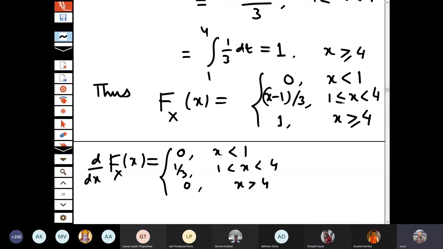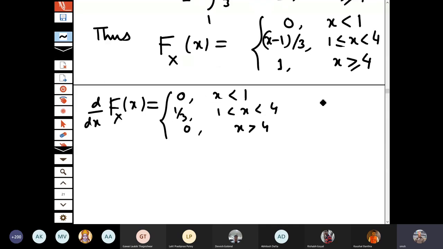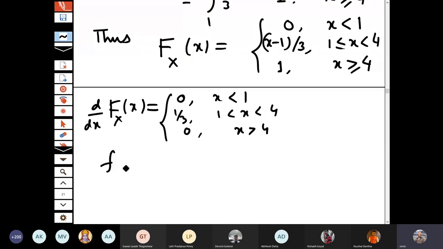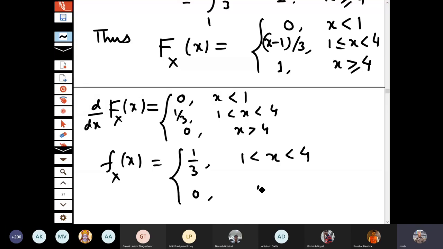But since it's a continuous random variable and there is no probability associated with this, for all practical purposes it's all right. So that is why we use the word for almost all x. So the density is, we write like this: 1 by 3 for 1 less than x less than 4 and 0 otherwise.